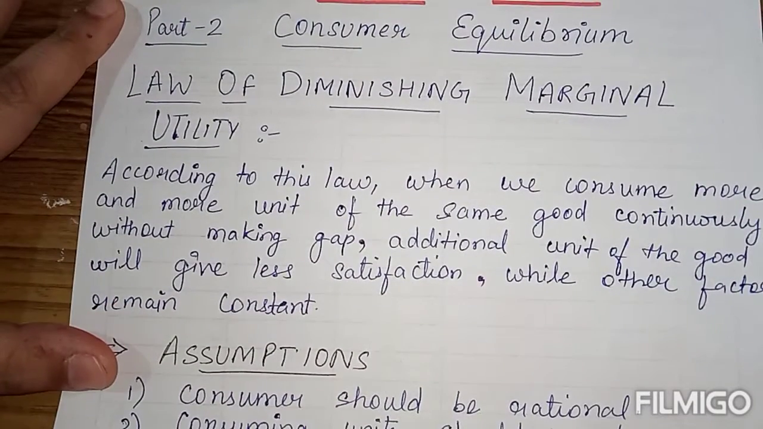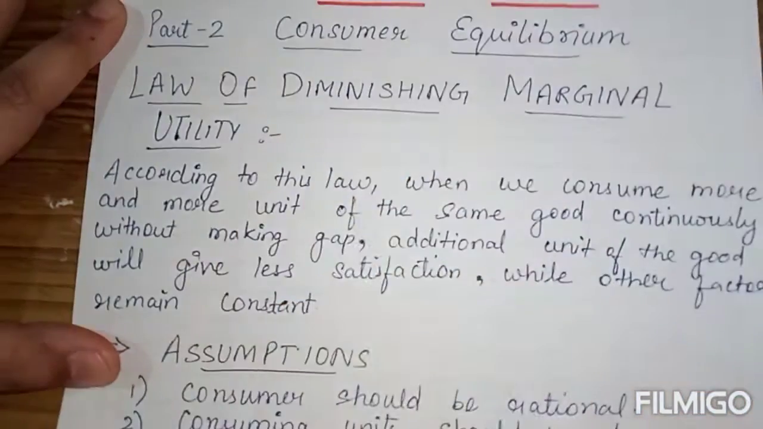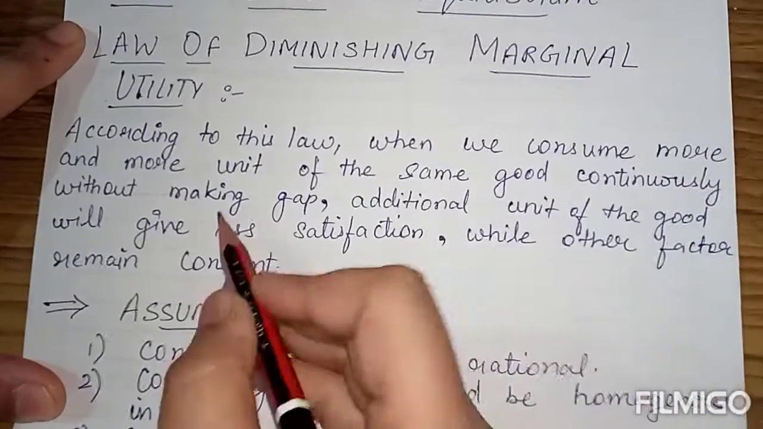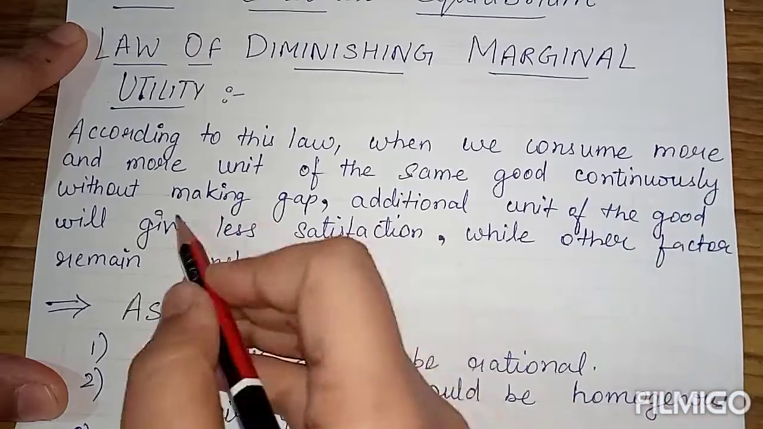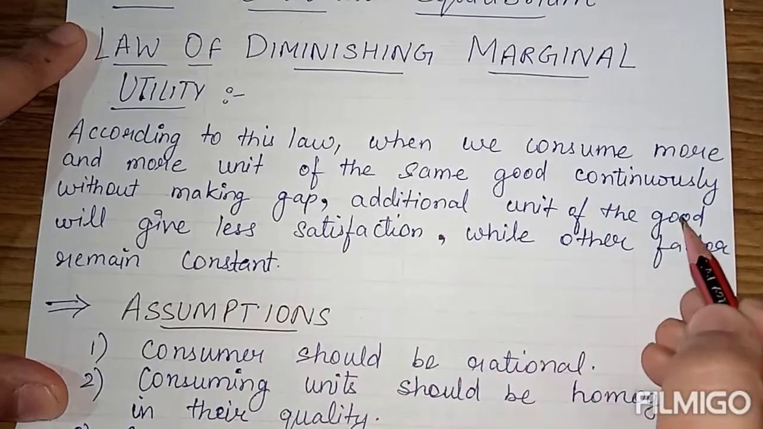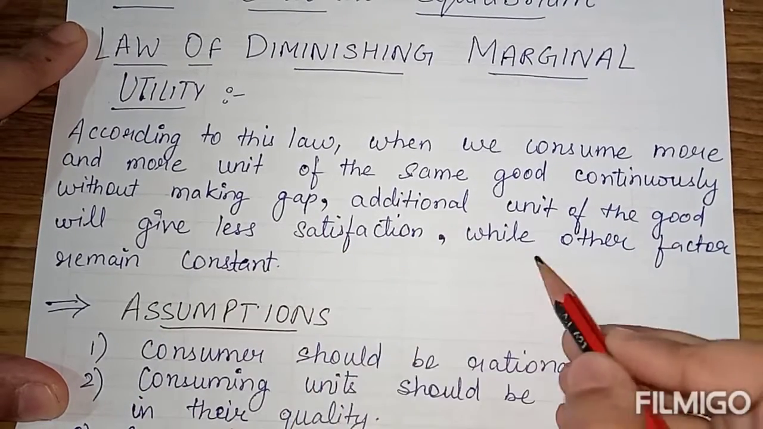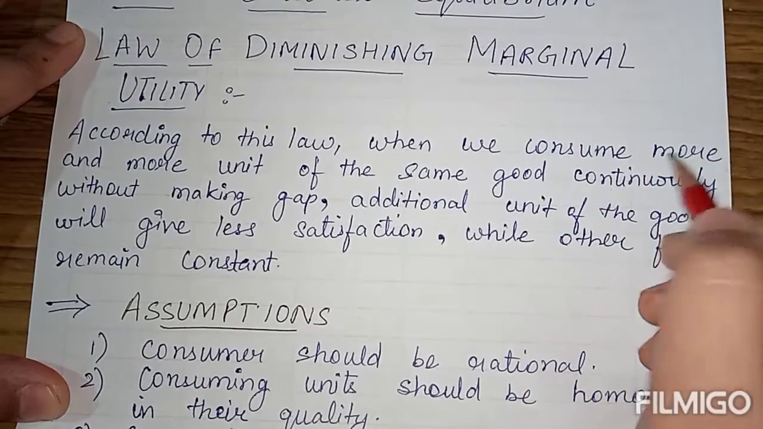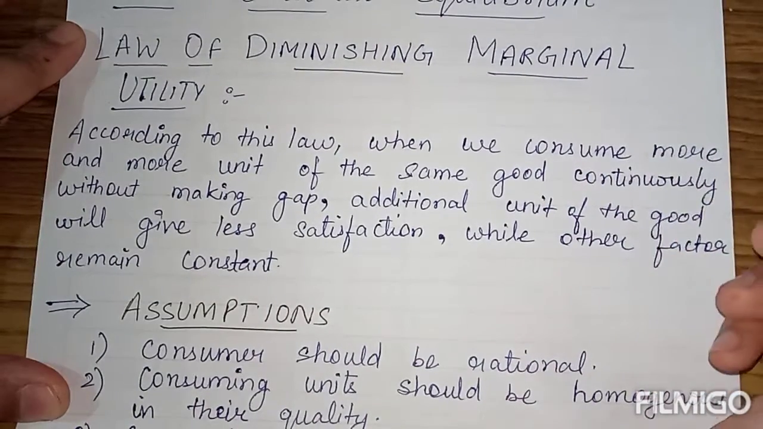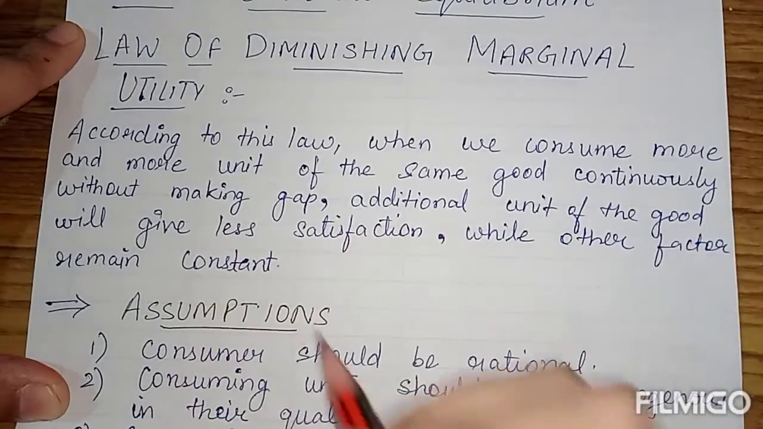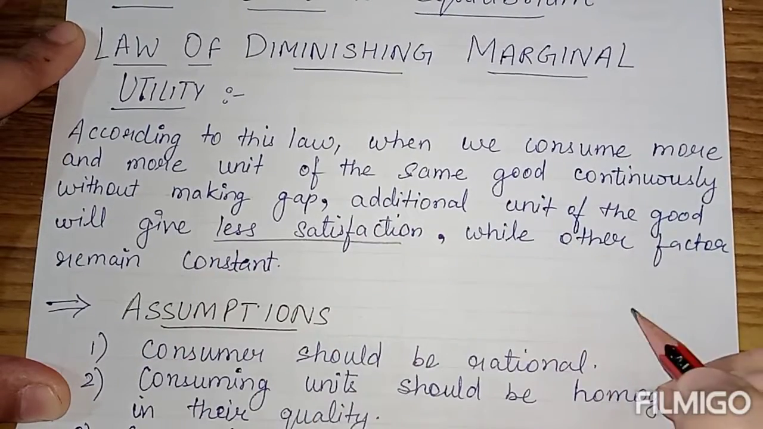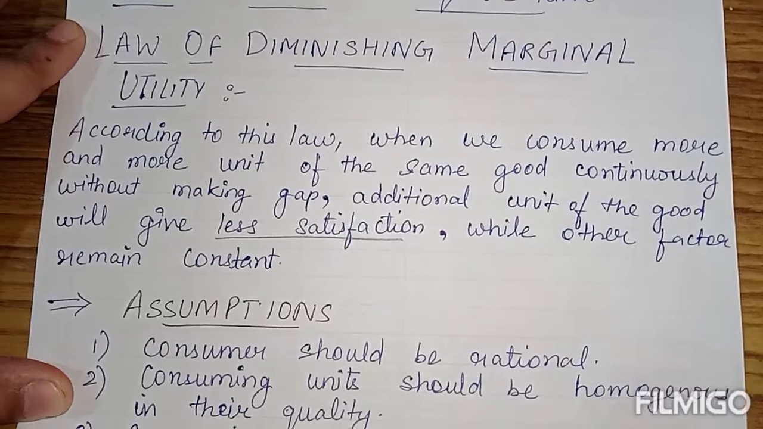First, we will understand the meaning of the law of diminishing marginal utility. According to this law, when we consume more and more units of the same good continuously without making a gap, each additional unit of the good will give less satisfaction while other factors remain constant. What does this mean? When a consumer consumes more and more units of the same good, the additional unit he is consuming will give less satisfaction while other factors remain constant.